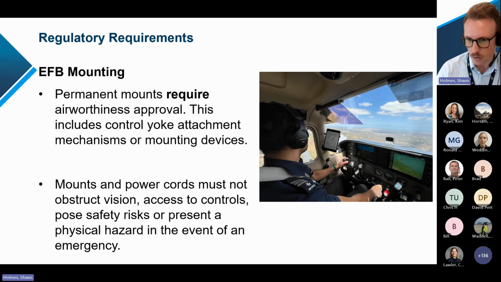And this is a good opportunity for us to talk about control yoke or control column mounting of a device as well. We need to be careful and cautious with that kind of mounting because it's difficult to understand the weight of the EFB and the mounting bracket and everything. It's difficult to understand the effect that that could have on flight control system dynamics, even though it's relatively light. So again, it's something that we're looking for an approval to have a permanent mount or to have a mount like that.